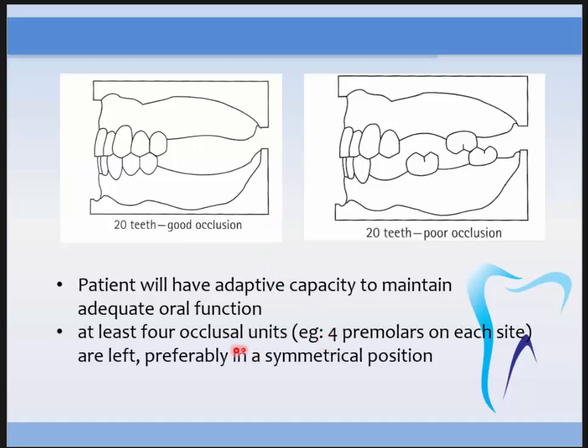So with the 4 occlusal units, which is premolar to premolar, this is considered 1 occlusal unit, 2 occlusal units, and another 2 on the other side. Okay, so preferably in symmetrical positions.